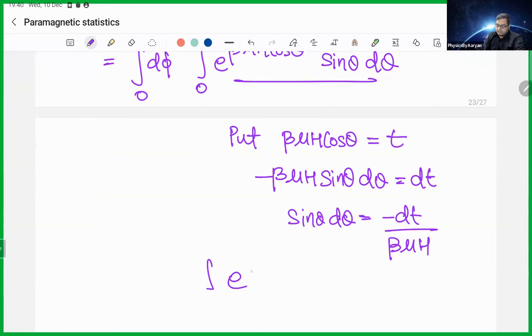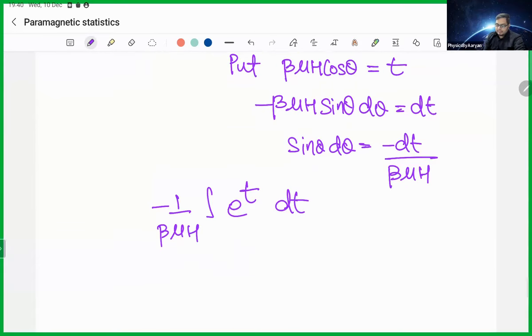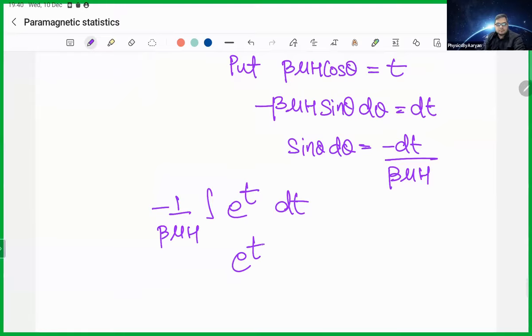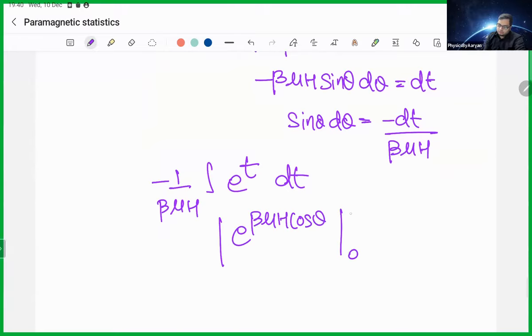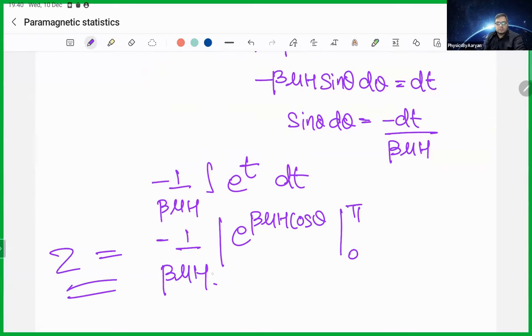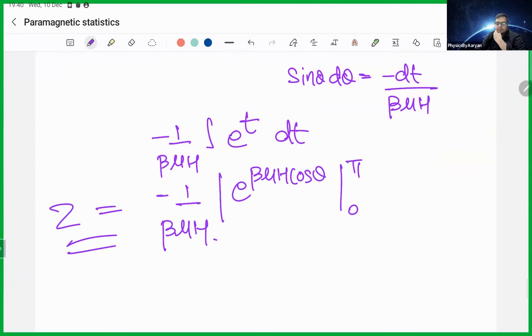Okay, e to the power t into dt by beta nu h, with a minus sign. And then the integral, you already know, the integral of e to the t is simply e to the t, and for t you can put beta nu h cos theta, and then put the limits going from 0 to pi. You put the limits and you get your partition function. So will it be done? Yes. Partition function, how to find it, do you understand in this case?